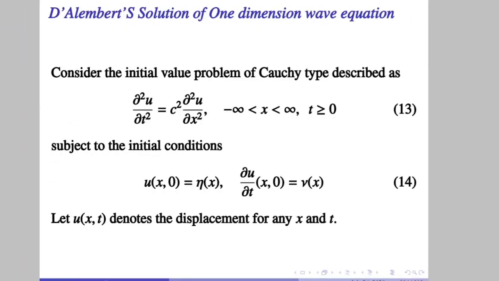The one-dimensional wave equation and the D'Alembert solution. The string is tied at both ends, that is, u of 0 comma t is equal to 0 and u of l comma t is equal to 0, and the initial position u of x comma 0 is eta of x, and the initial velocity dou u by dou t of x comma 0 is equal to v of x.